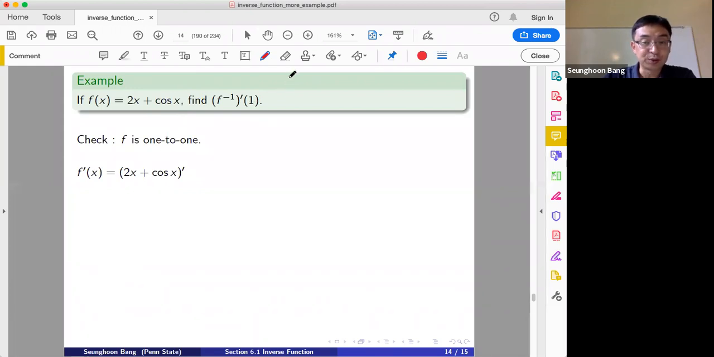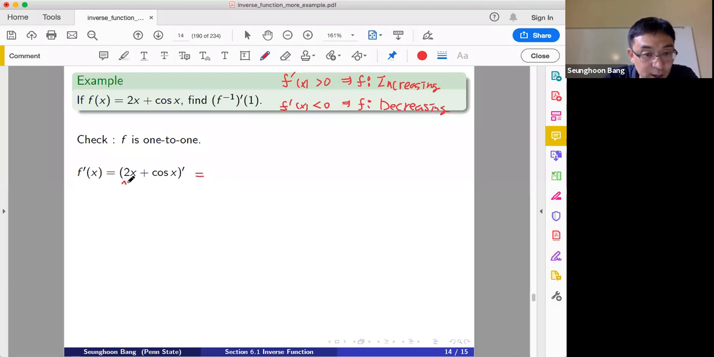Because I will use one good result from Math 140. What's that? If f prime of x is a positive number, the function f is increasing. If f prime of x is less than 0, the function f is decreasing. This is the whole idea. You can take a derivative.